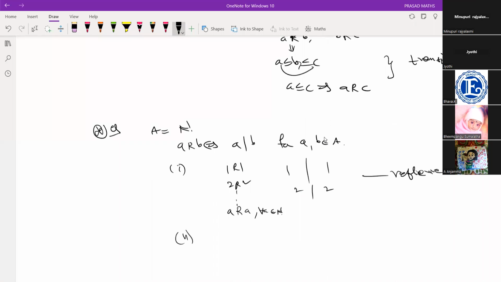Question: is it symmetric? No, sir. Suppose you take A equals 1, B equals 2. Automatically 1 divides 2, so A divides B is there. But unfortunately, 2 does not divide 1. Therefore, 1 divides 2 is there, but 2 does not divide 1. Therefore, A related to B is there, B is not related to A. Therefore, not symmetric.